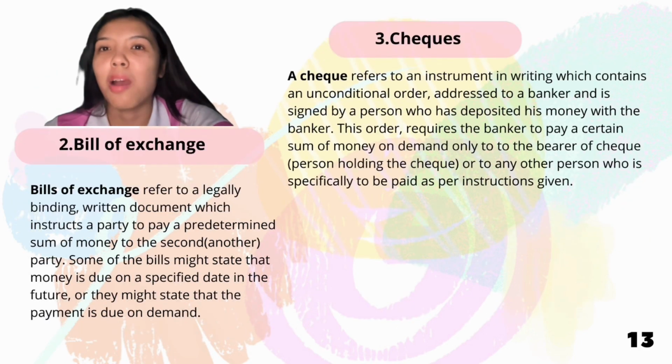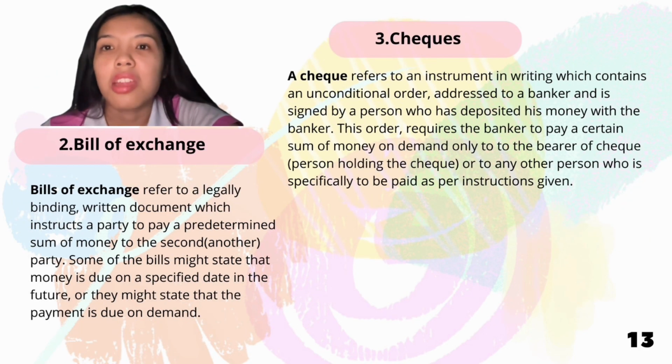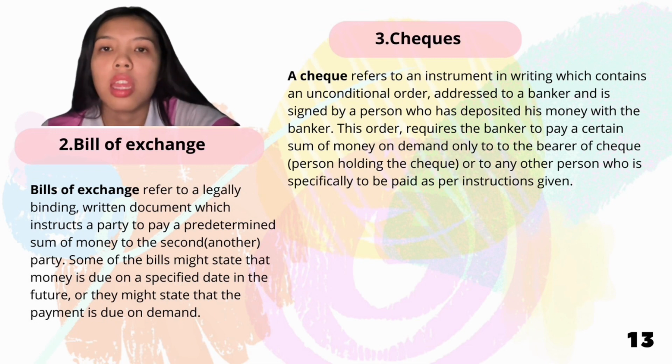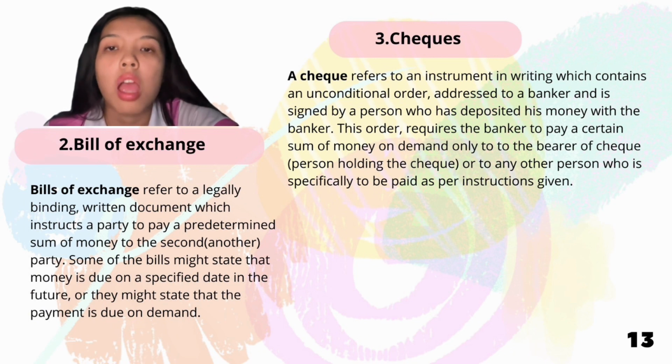2. Bill of exchange. A bill of exchange refers to a legally binding written document which instructs a party to pay a predetermined sum of money to another party. Some bills might state that money is due on a specified date in the future, or they might state that the payment is due on demand.